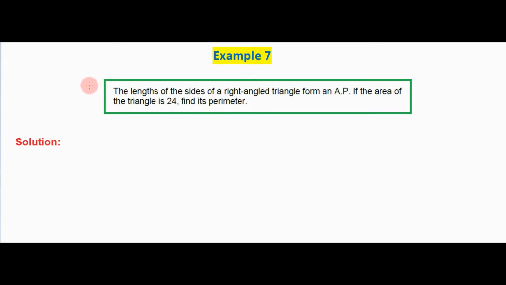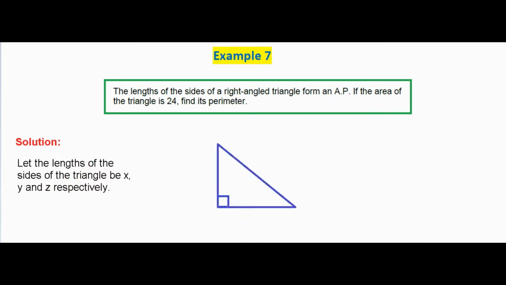Now we can start by letting the sides of the triangle be x, y, and z respectively. So x, y, and z. We can also draw a sketch. So the sides are x, y, and z. Now notice that we have three unknowns to solve. So we need to set up three equations and then solve them simultaneously.